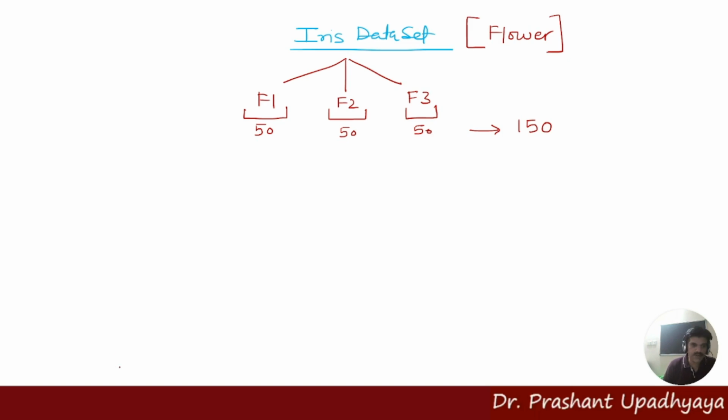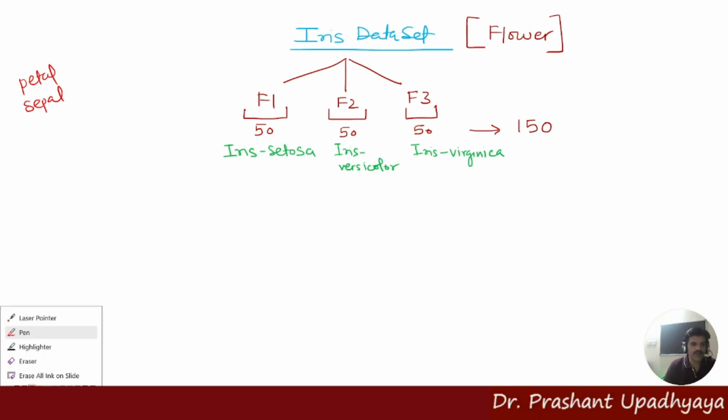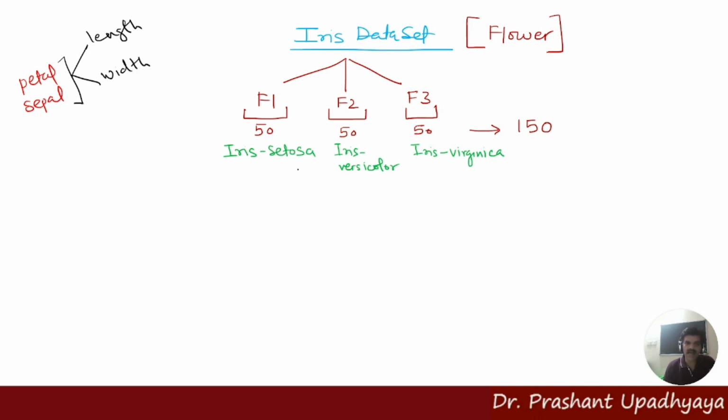The flowers F1, F2, F3 which we are talking about are the iris flowers. The first flower which we are having is the iris setosa. Then we have iris versicolor. Then the third flower which we have got is iris virginica. Whenever we are talking about the flowers, we have a petal and a sepal. And when we are talking about the sepal and the petal, we are talking with respect to their length and width.